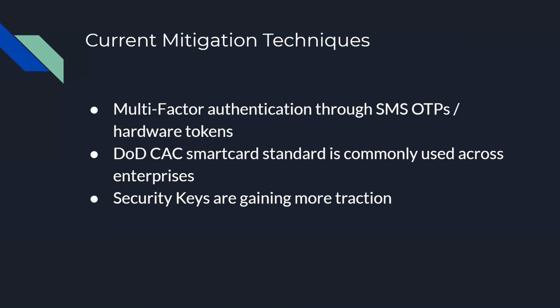Another common thing which is seen in a lot of enterprise settings is a smart card, the Department of Defense Common Access Card standard, which basically stores an X509 certificate inside, and that is used for all crypto operations, which in turn can validate security. And the third one is security keys, which are gaining a lot more traction now, especially with companies like Yubico who are making security tokens for second factor authentication.